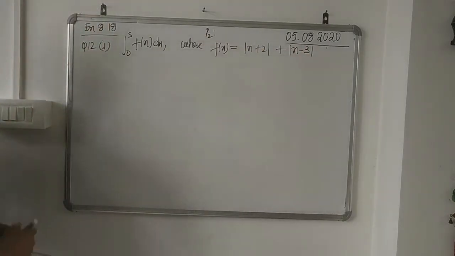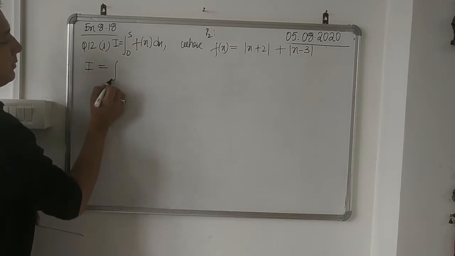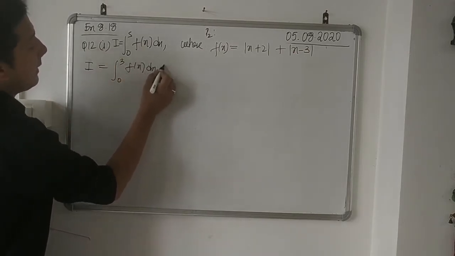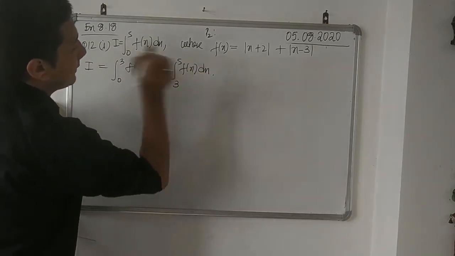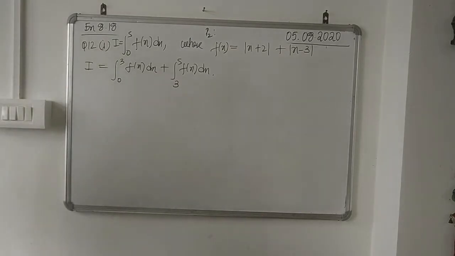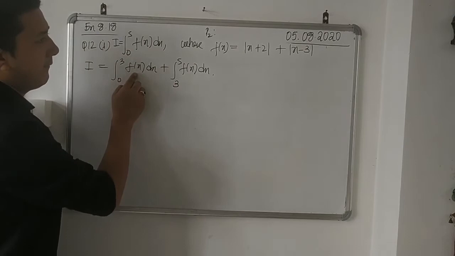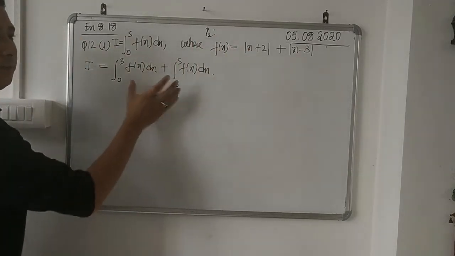So hence I can break this interval, capital I suppose, as integral 0 to 3 f(x) dx, and then 3 to 5 f(x) dx. Okay? I hope this is clear to you all. Now, for 0 to 3, what is the value for f(x)? We'll find. And for 3 to 5, what is the value for f(x)? We'll find and we'll put out here.